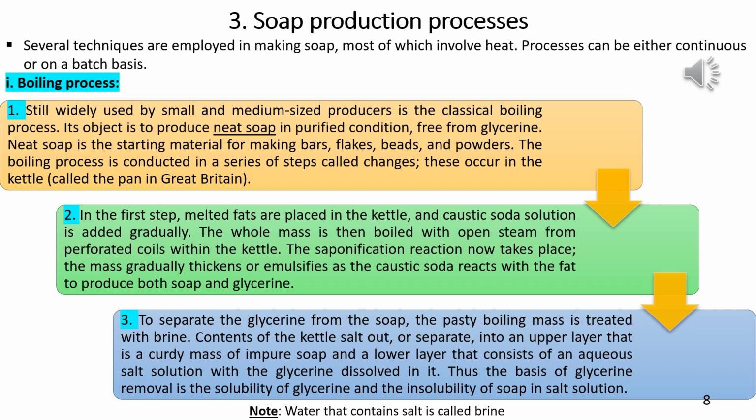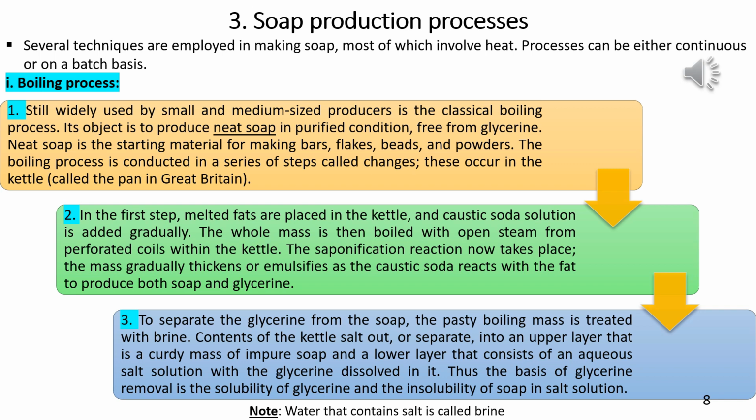Number 3 is to separate the glycerin from soap. The pasty boiling mass is treated with brine. Contents of the kettle salt out, or separate, into an upper layer that is a curdy mass of impure soap and a lower layer that consists of an aqueous salt solution with the glycerin dissolved in it. Thus, the basis of glycerin removal is the solubility of glycerin and the insolubility of soap in salt solution.